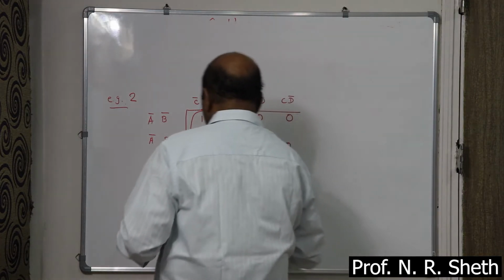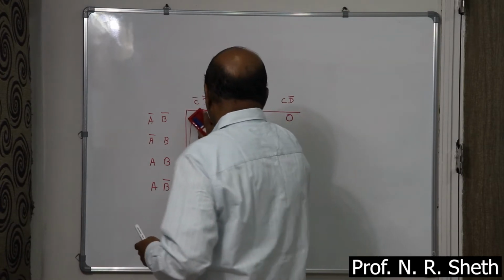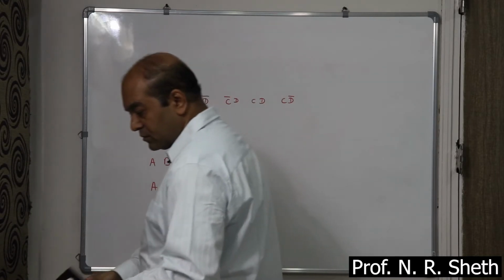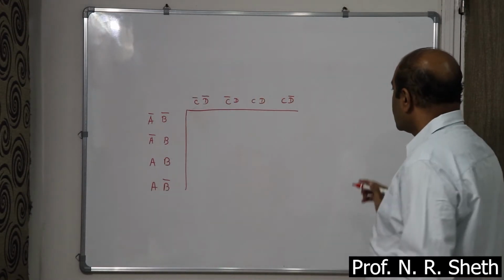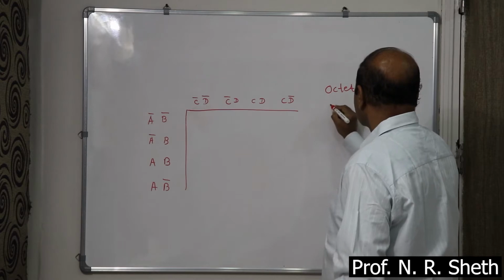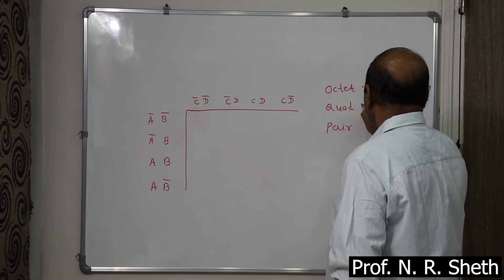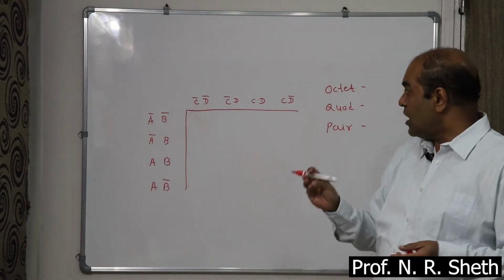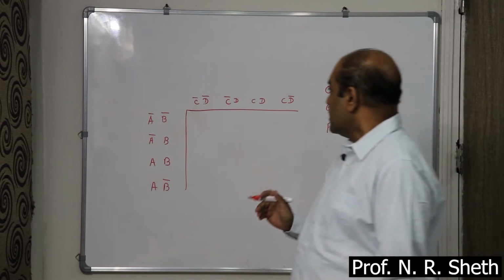Now, normally in the exam, when you design a K-map, your first step is to make a list of octets, quads, and pairs. So in your given K-map, how many octets, how many quads and pairs exist, you have to mention here. Okay.